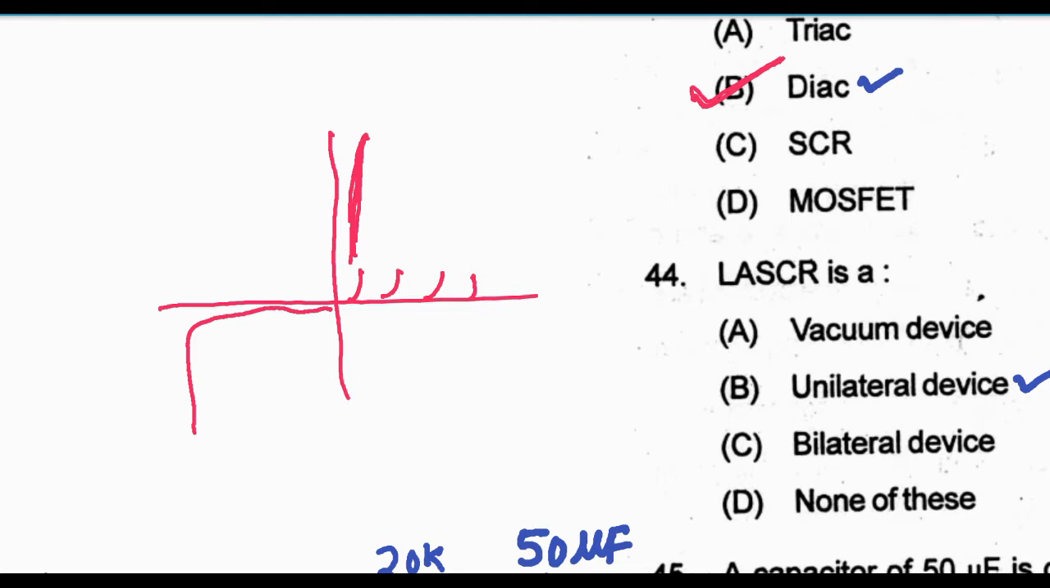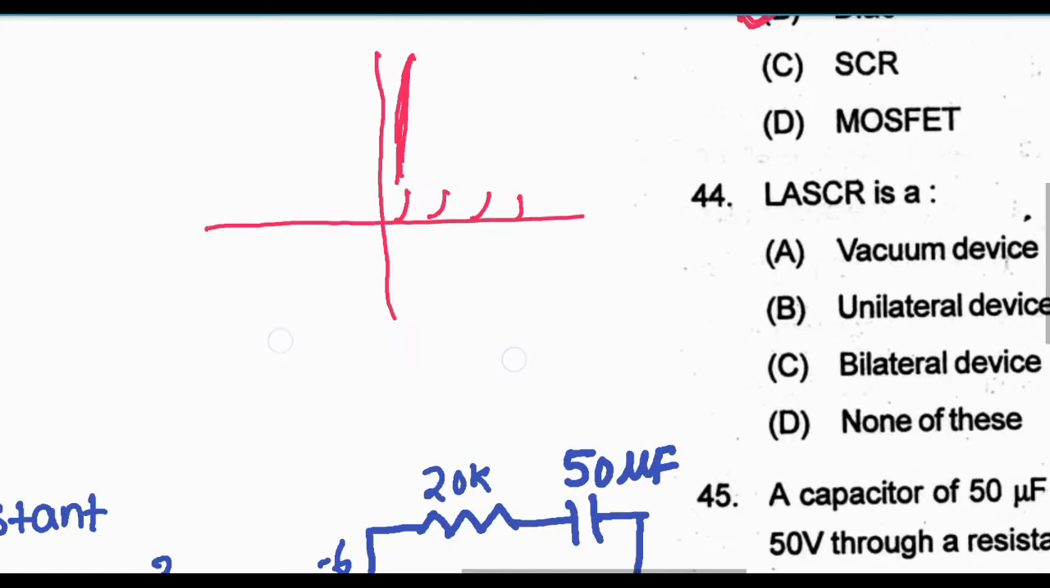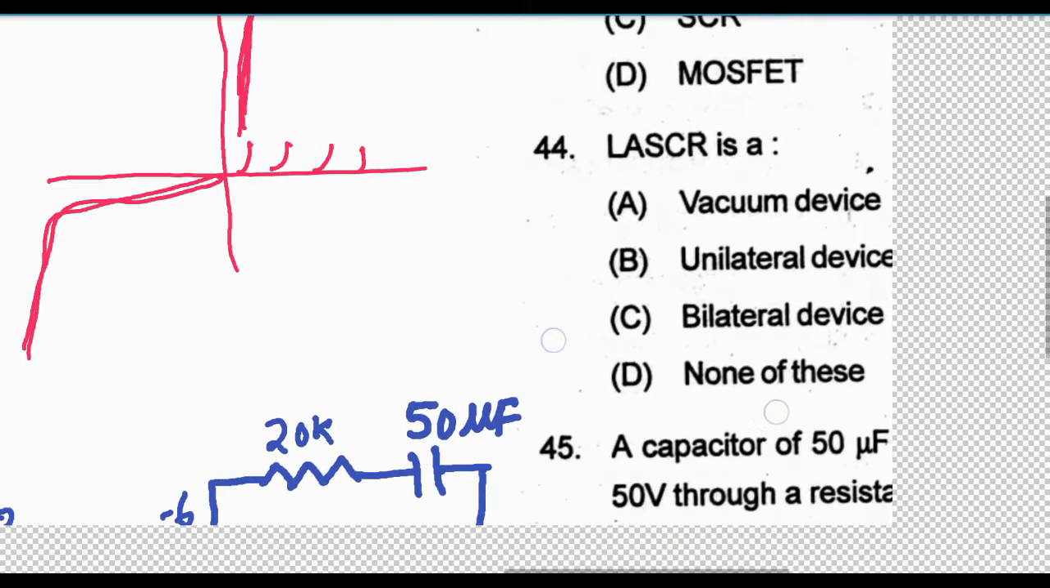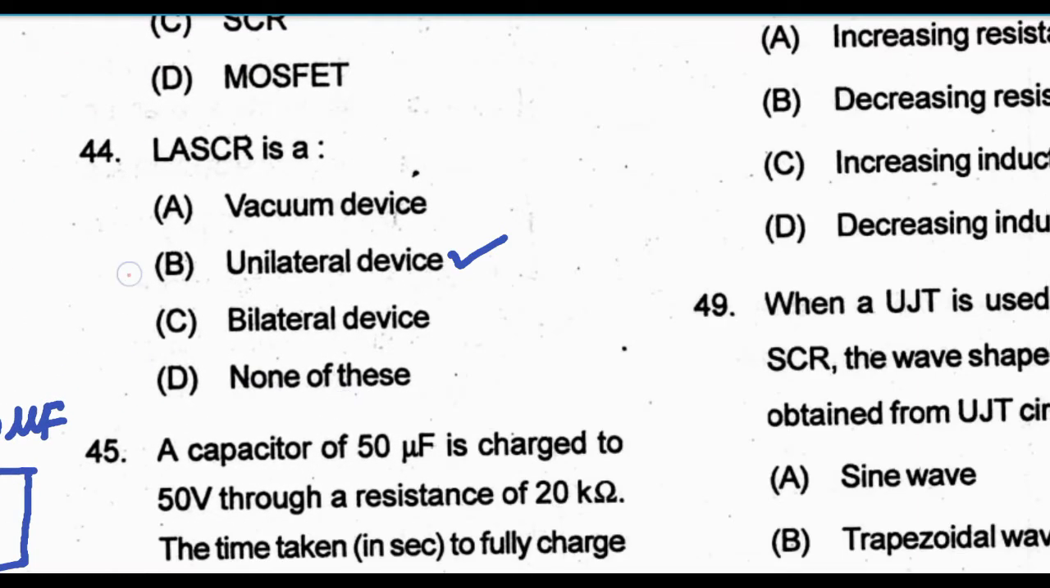So this is a light activated SCR, and it is not a bilateral device, because in a bilateral device, the first quadrant and third quadrant shapes of the voltage current characteristic will be identical. But in this case they are not identical, because in the third quadrant, breakdown occurs at very high voltage and conduction generally does not happen in the reverse biased condition. So this is a unilateral device. Option B is the correct answer, and this is not a vacuum device.